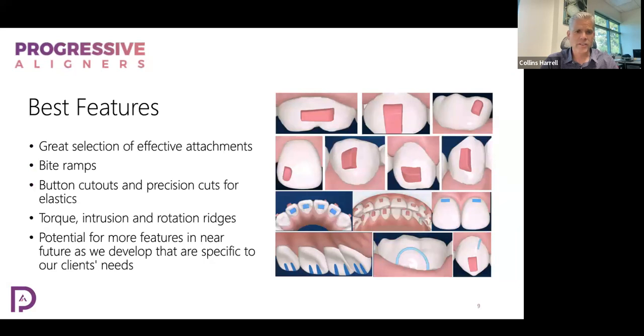We have all the good features. Great selection of attachments. We have bite ramps on the lingual surface of the aligners, torque, intrusion, rotation ridges. We have button cutouts, so you don't have to do that yourself. We have everything that you would need or want, and we'll be talking more about these different features. Don and I will, as we go through these webinars and we talk about cases.